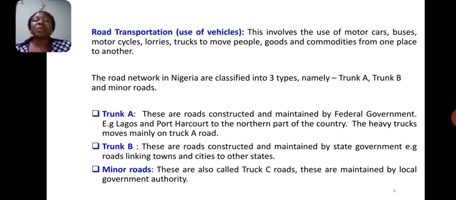We have the Trunk B road. The Trunk B roads are constructed and maintained mainly by the state government. Example, roads linking towns and cities to other states. While the minor road, this is also called the Trunk C road. These are maintained by local government authority.